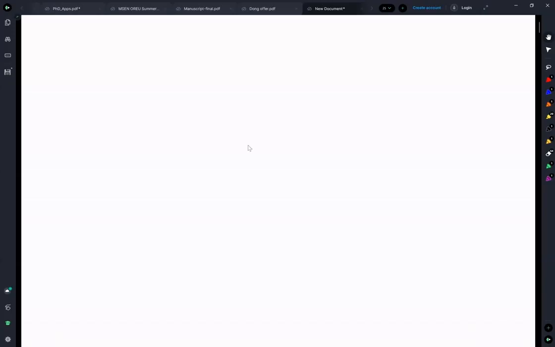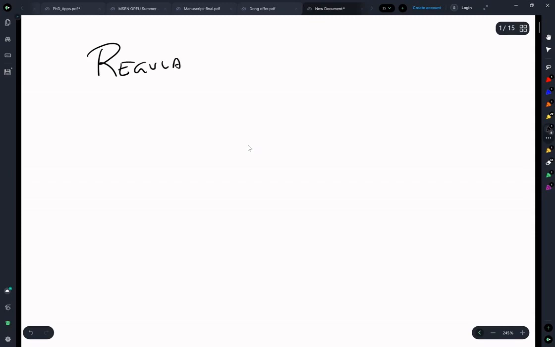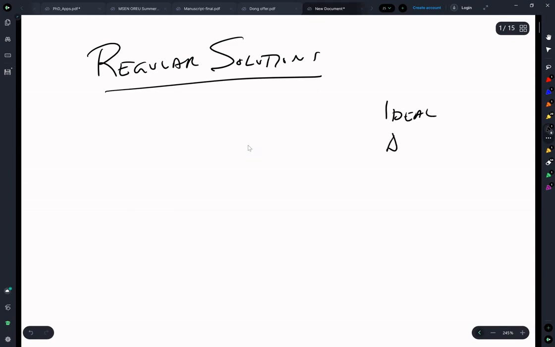In this lecture, I'm going to talk about what we call the regular solution model for solutions. So in the last lecture, we talked about the ideal solution. In the case of the ideal solution, the enthalpy of mixing was zero. So we were saying that the atoms essentially were not seeing each other. They were not interacting. That's the picture we had.